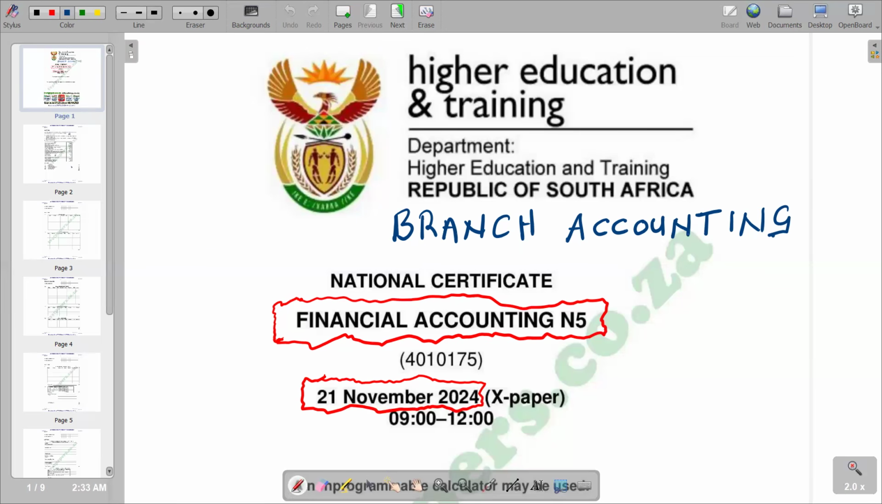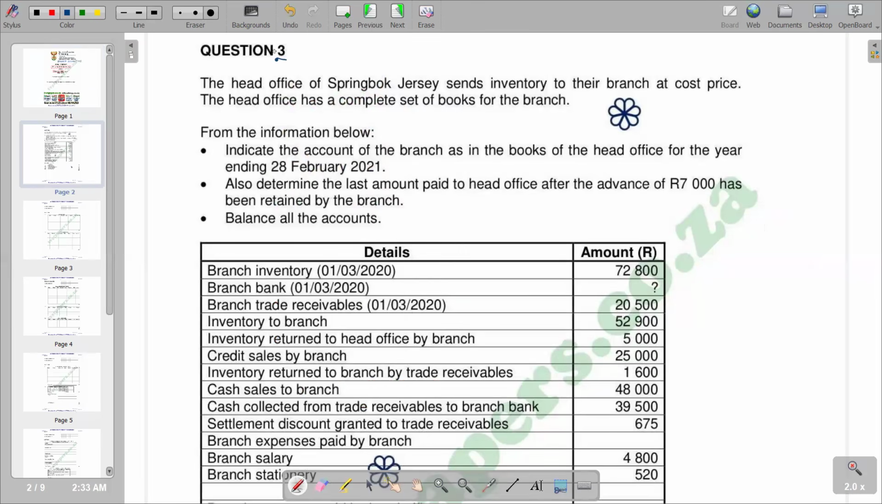So in this video, we are going to look at a typical examination question from the recent question paper of November 2024. We are going to look at question 3 on that question paper, which is on branch accounting. Our question is: the head office of Springbok Jersey sends inventory to their branch at cost for the branch. Then from the information below, first point, indicate the account of the 20th February 2021.